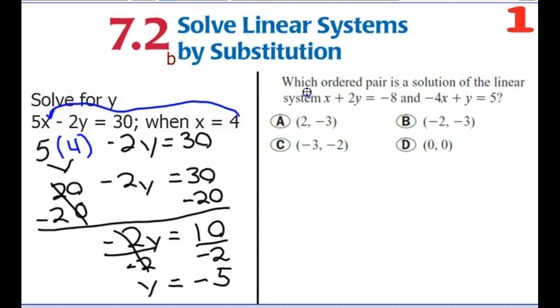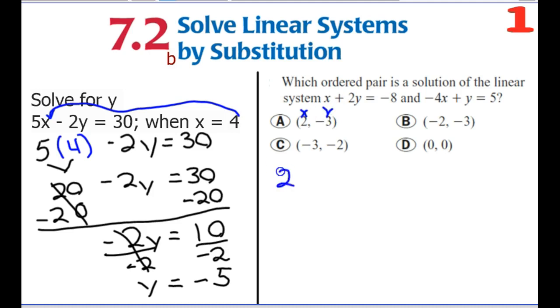The next problem, it says, which ordered pair is a solution of the linear system x plus 2y equals negative 8 and negative 4x plus y equals 5? Well, there's no really easy way to do this, so we are just going to have to plug them in. First thing we got to do is plug in our first point into the first equation just to see if it works. So this is our x and that's our y.